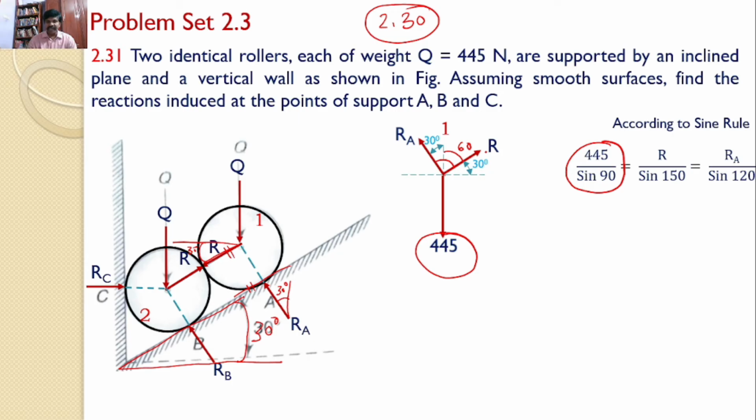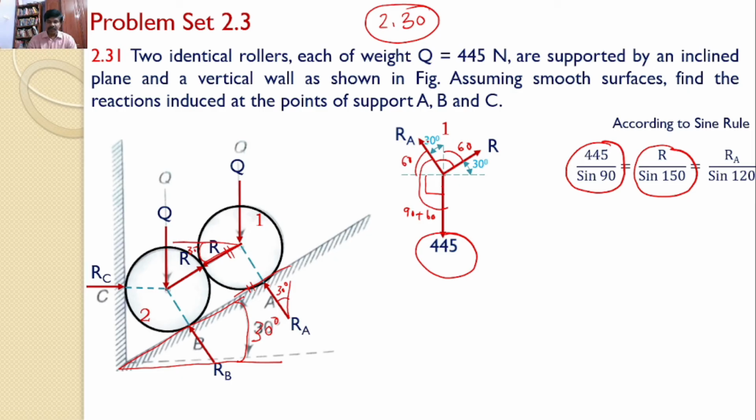Similarly, R divided by sine of the angle between the other two forces. What are the other two forces now? RA and 445. So I want this angle. Given that this angle is 30, obviously this angle becomes 60 and this is 90. So the angle between these two forces becomes 90 plus 60, and I can write R divided by sine 150.